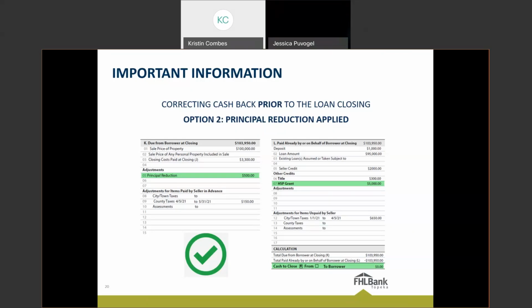Other options, such as reducing seller credits, are allowed. It is up to each member to determine the best option for their home buyer's situation. Feel free to reach out to us if you need help curing cash back prior to a loan closing. We are always happy to discuss the options with you.